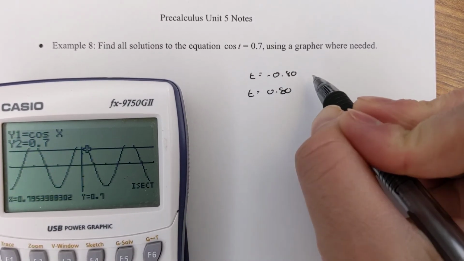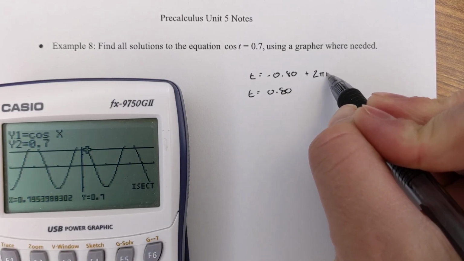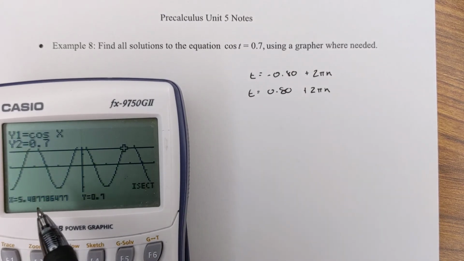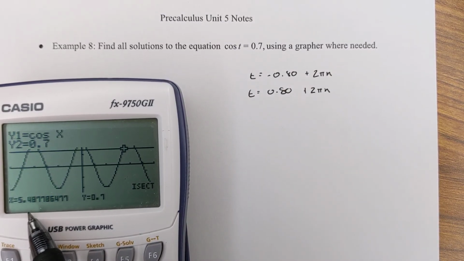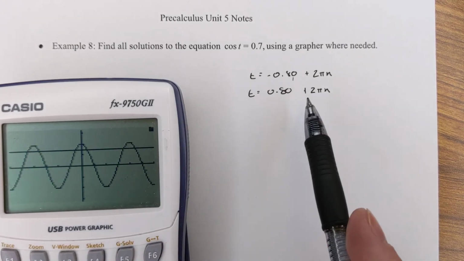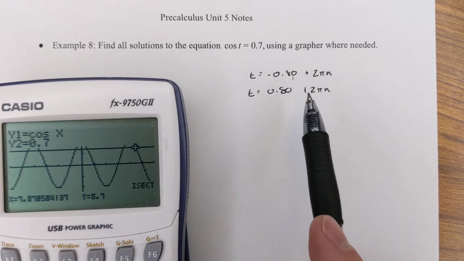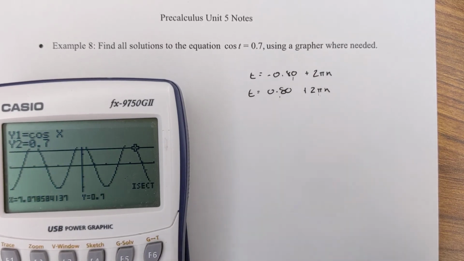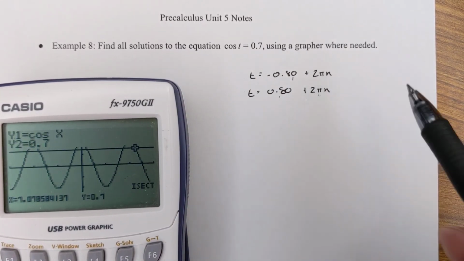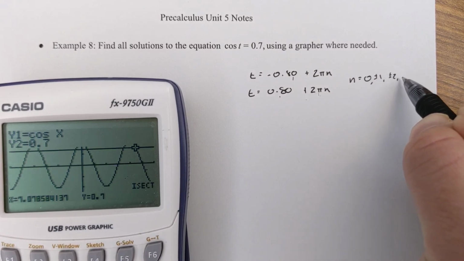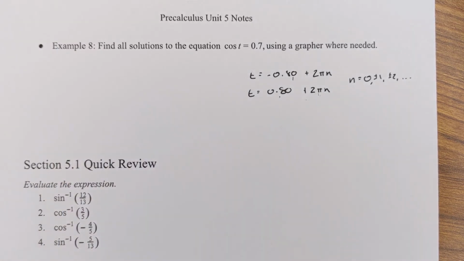But since it's periodic, they're going to differ by 2 pi n's. So if you look over here, this one right here, 5.48, is about 6.28 plus that number, because 2 pi is about 6.28. The next one here is a little bit more than 7, because 2 pi is 6.28 plus 0.8 is 7.08-ish. So those are your solutions. It says find all, so you have to have this repeating thing. So n is equal to 0, plus or minus 1, plus or minus 2, and so on and so forth. Which brings us to the end of the section.